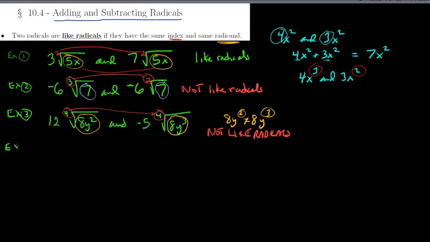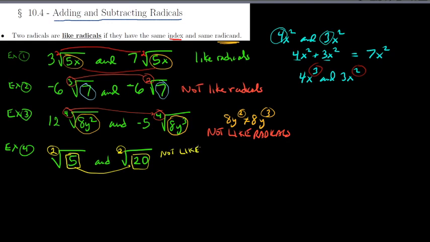So let's do another one. Example 4. How about the square root of 5 and the square root of 20? Are these like radicals? Well, they're both square roots, so the index is the same for both. They're both 2, so that's good. But what's underneath? The 5 and the 20. These are not the same. So these are not like radicals.